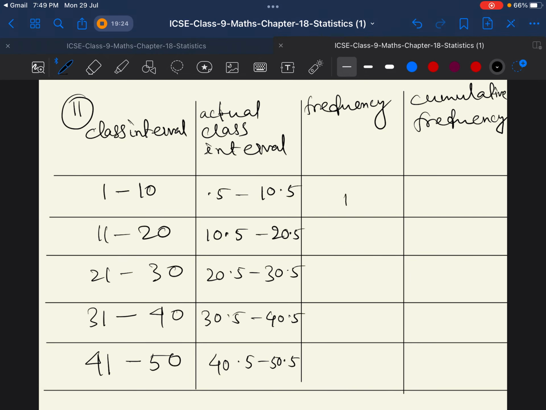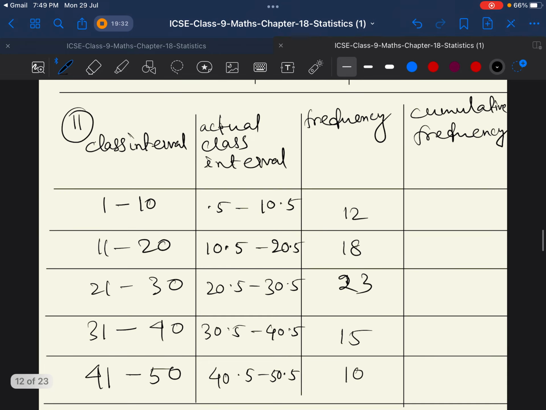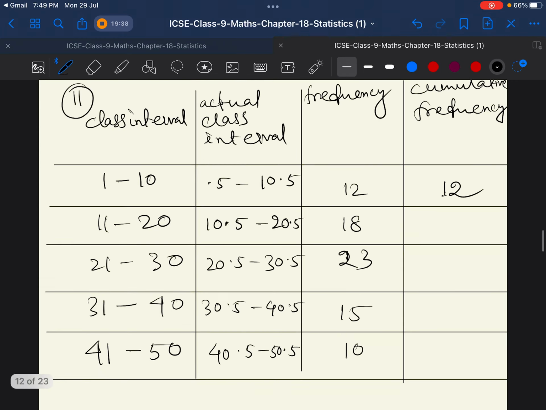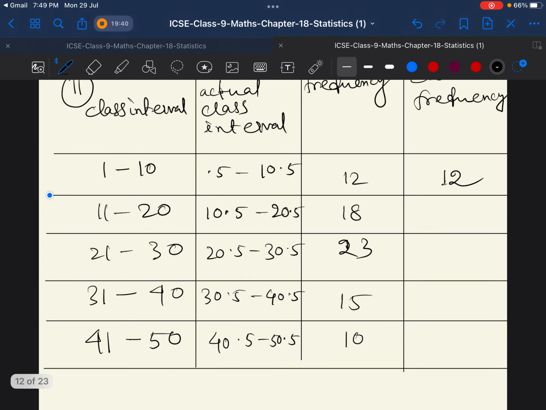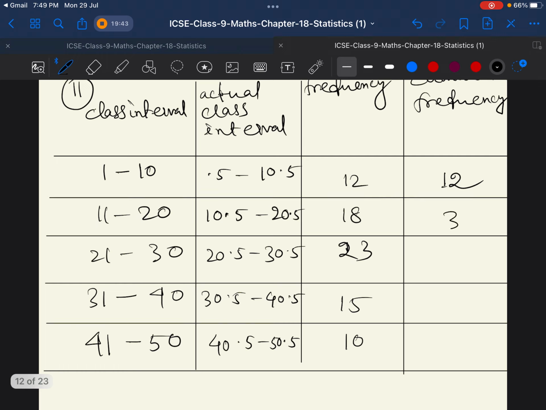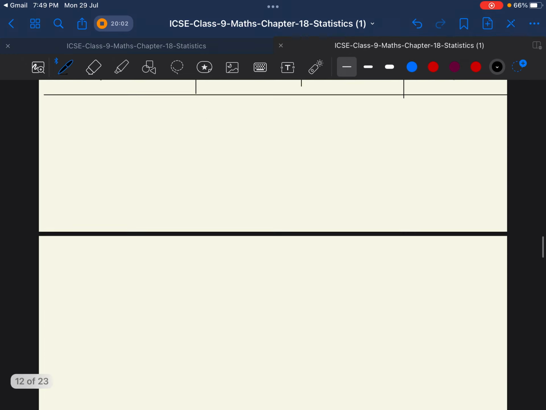Okay, frequency is here 12, 18, 23, 15 and 10. Then cumulative frequency will be, first we write 12 here. Okay, then add 12 and 18, so we will get 30. Then 30 and 23, 53, 53 plus 15, 68. Then 68 and 10 we add here, then we will get 78.